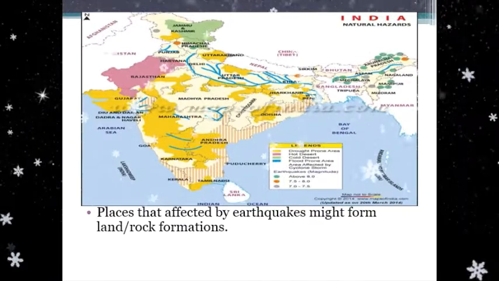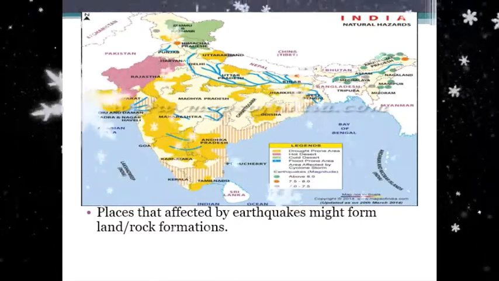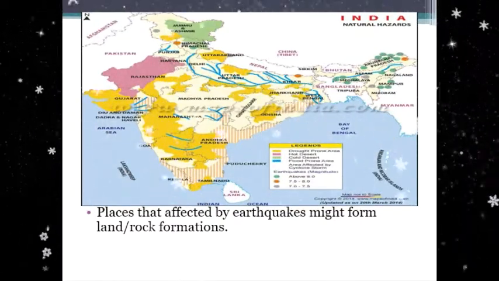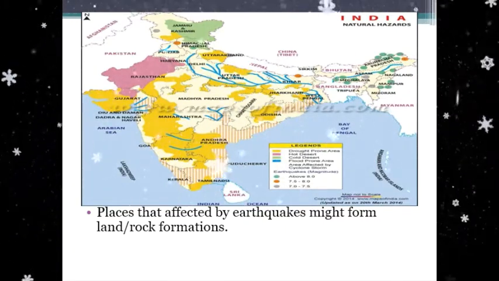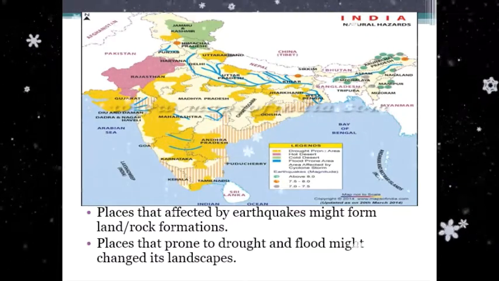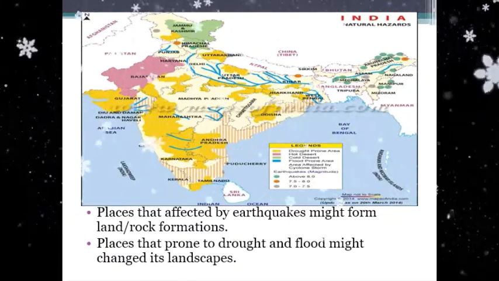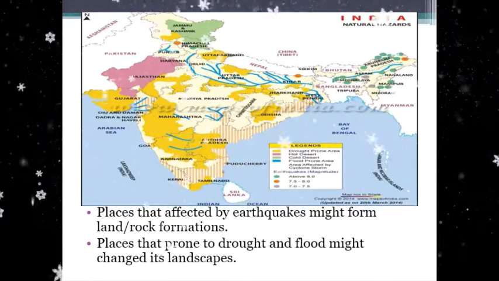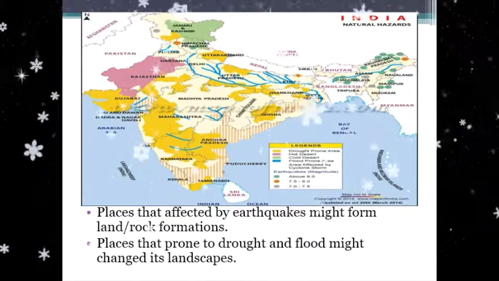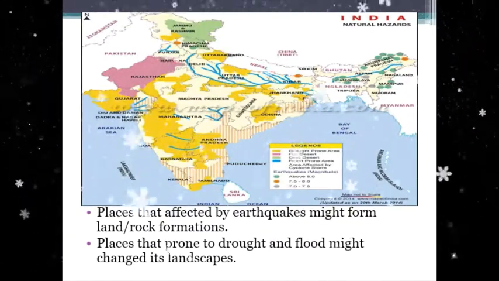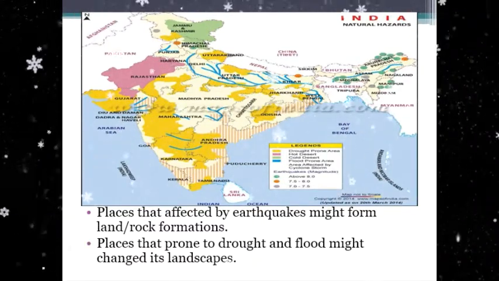Places that are affected by earthquakes might form land or rock formations. So after being affected by earthquakes, it will form land or rock formations. Places that are prone to drought and flood might change their landscape. As you can see in our legend, the yellow color is drought-prone area, the violet is the hot desert, the green is the cold desert, and the blue is the flood-prone area.